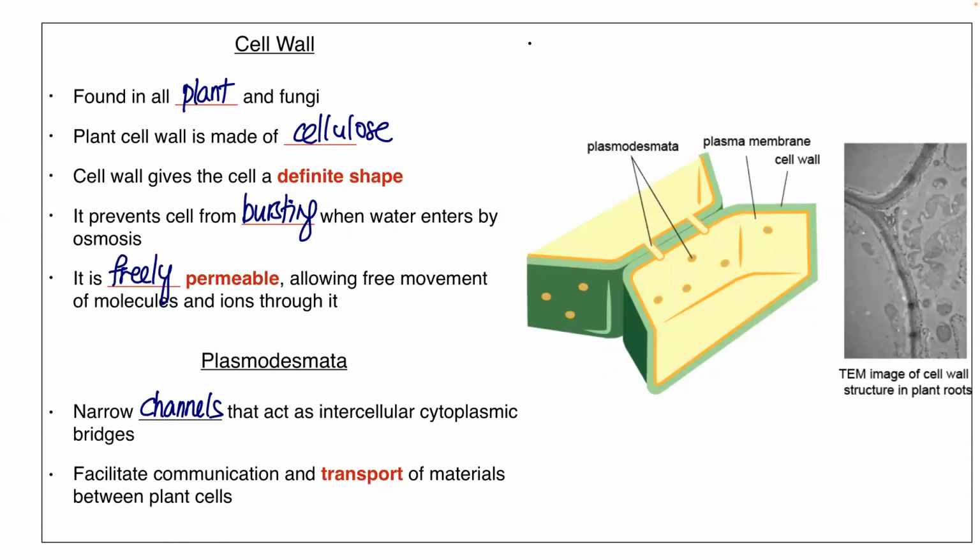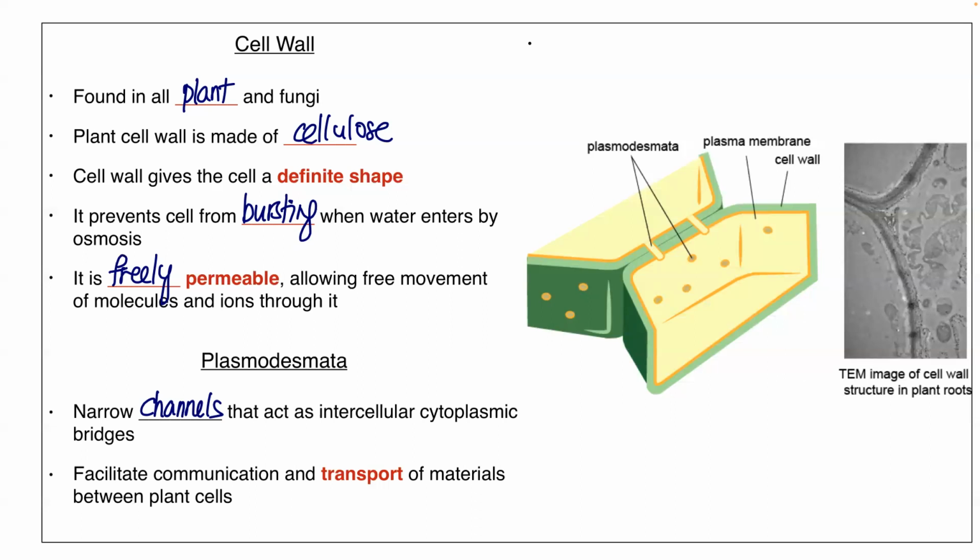Okay, so here's cell wall. Again, the structure you are very, very familiar with, only found in plant cells. Okay, so the plant cell wall is made of cellulose, which is a very stiff structure. So they give the cell a definite shape. That's why plant cells, because of the stiffness of the cellulose cell wall, normally have a definite shape. It also prevents the cell from bursting. If too much water enters, the cells can break. So the cell wall makes sure that won't happen.